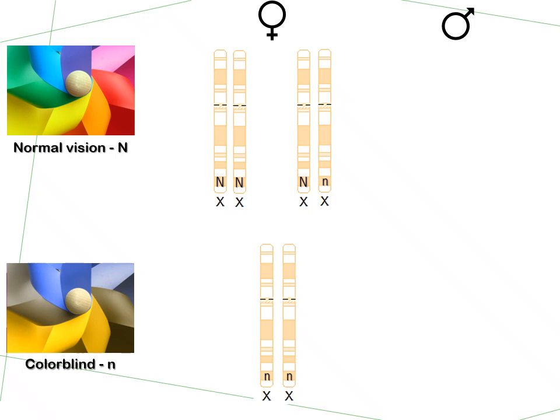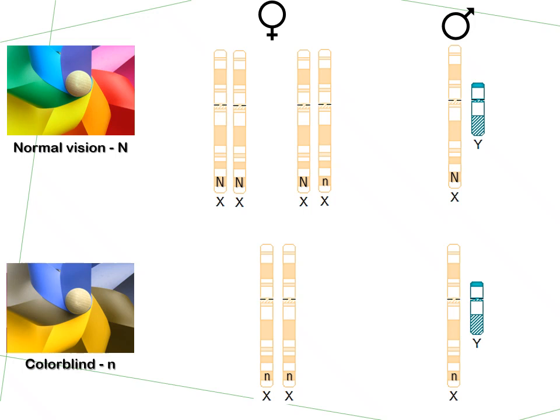In males, there are fewer combinations, since they only have 1 X chromosome. Either they get the dominant normal vision allele and so have normal vision, or they get the recessive allele and are colorblind. The X chromosome, unlike the Y, carries over 1,000 genes, many of which have nothing to do with sex determination. And males are more susceptible to disorders in any of these genes than females, due to them being hemizygous for the X chromosome, that is, only having 1 instead of 2.